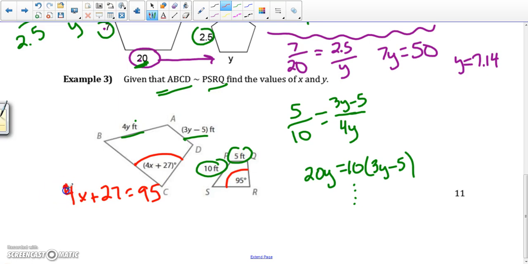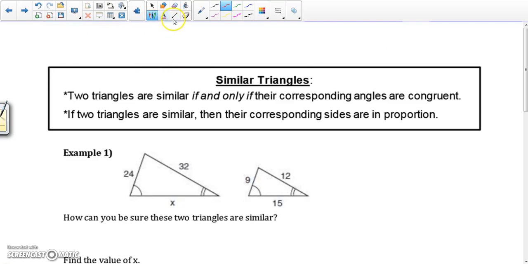So that's how you'd solve for x. Alright, the angles are just congruent. 4x plus 27 equals 95. Alright, so it's all about setting up those proportions. Okay, next page. Similar triangles.